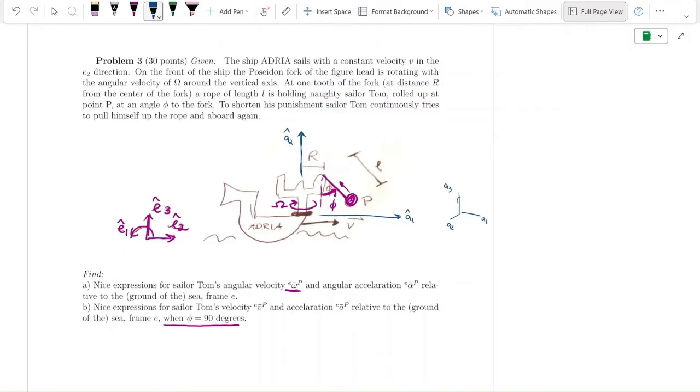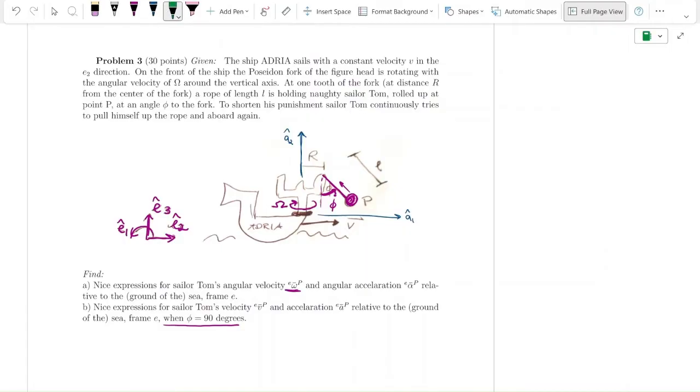Okay, the fork looks something like this. And this fork is spinning around the A2 hat axis. So A3 hat may not be pointing out of the page all the time because it's spinning around A2, but just know that in this instant that we've drawn, it seems as if it's coming out of the page. Okay, and then I'm going to add another frame, which is the B frame.